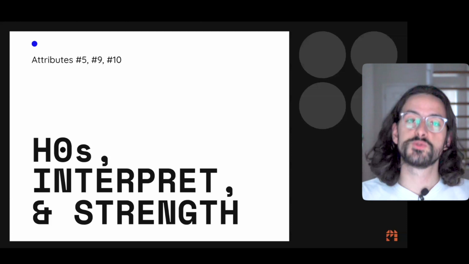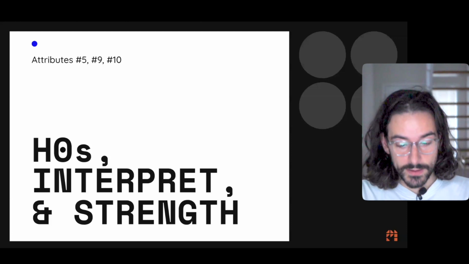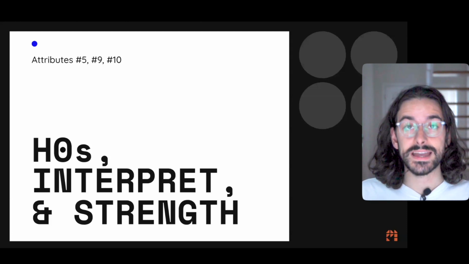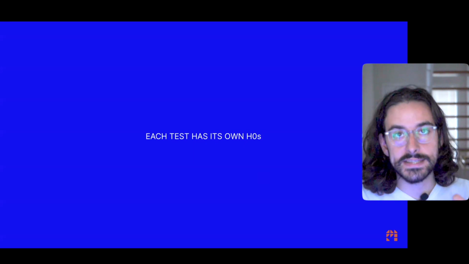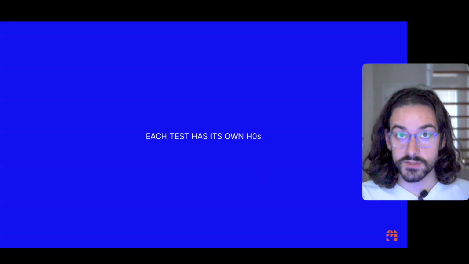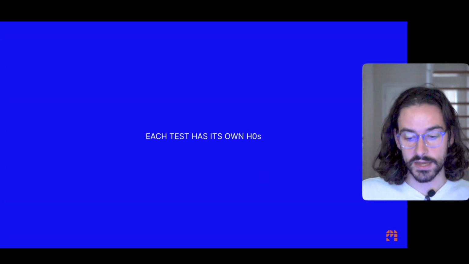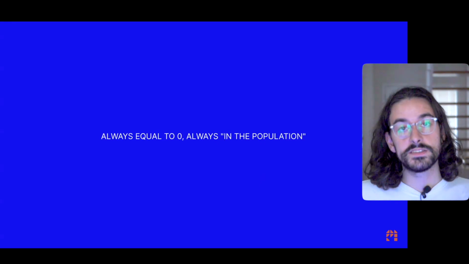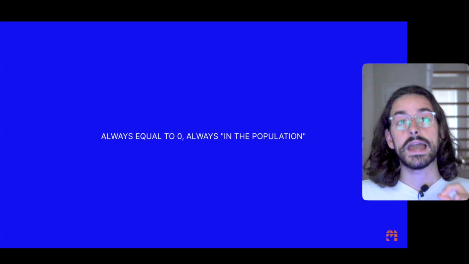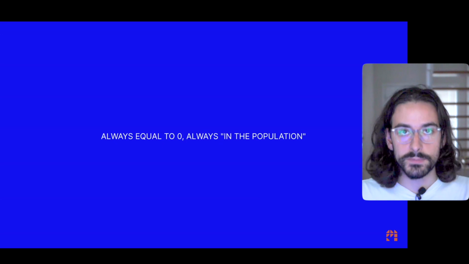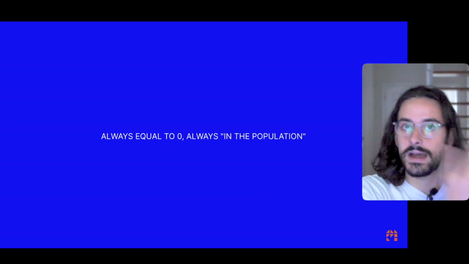Now let's talk about attributes 5, 9, and 10. Null hypotheses, interpreting the results, and strength. Each test has its own null hypotheses. Quite often, it's more than one null hypothesis per test. All the null hypotheses are always equal to 0, and we always include the text in the population because we're trying to make a generalization about the population.